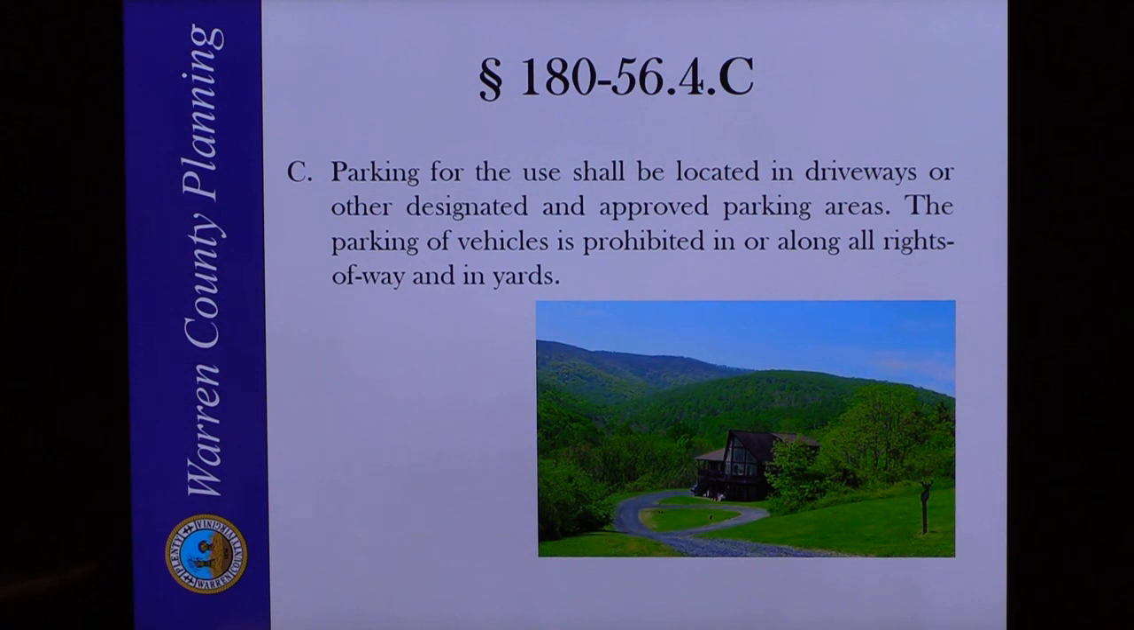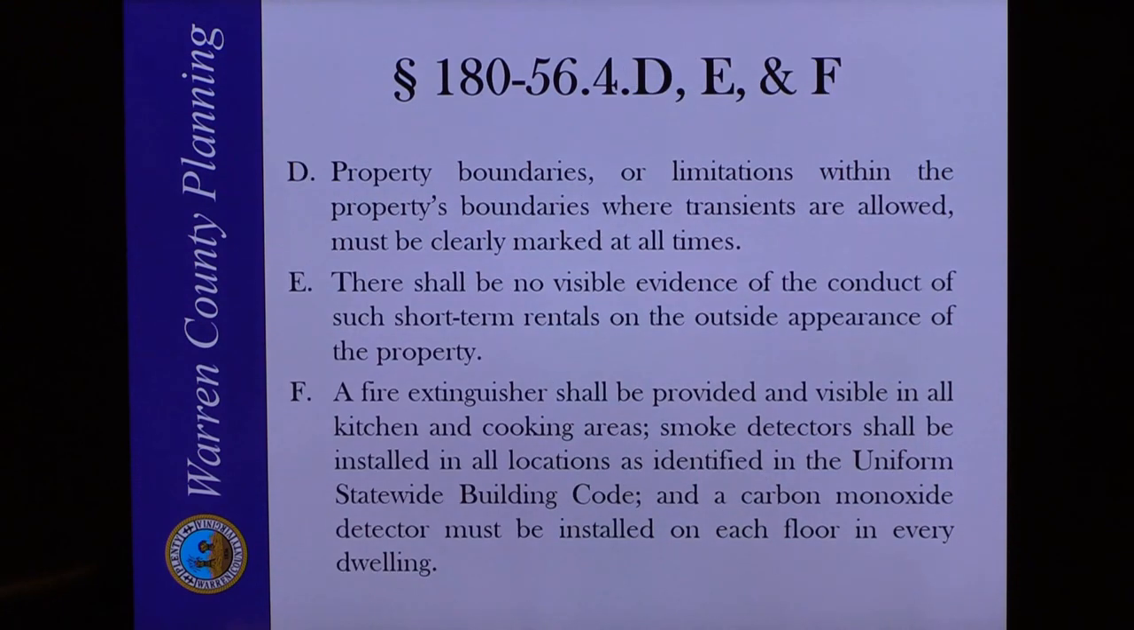Parking: you have to have adequate parking in the driveway, so there's no parking along any right-of-ways or in yards. So that's just an example of adequate parking. Property boundaries, this was a big thing. Nobody wants people trespassing onto their property, so this always comes up as we go through the conditional use permit process. So property boundaries have to be clearly marked.